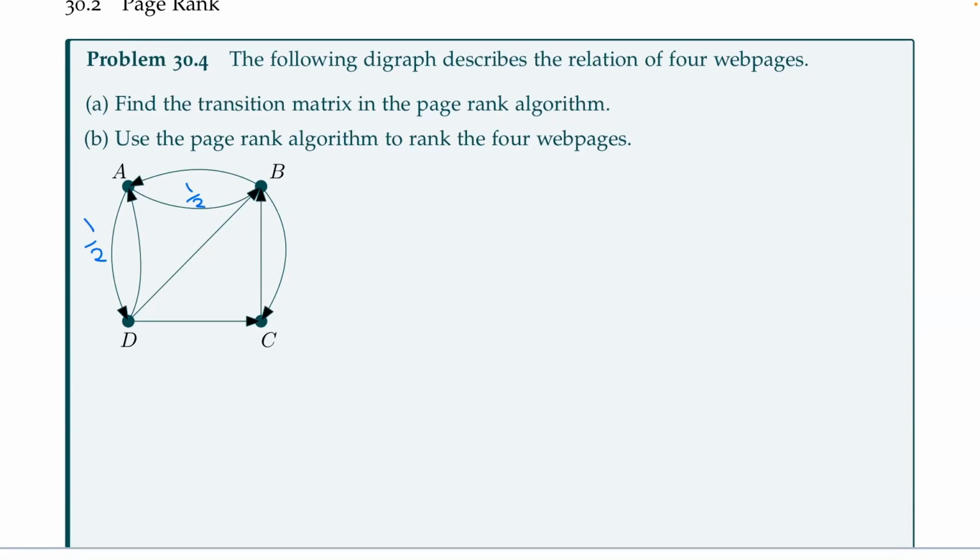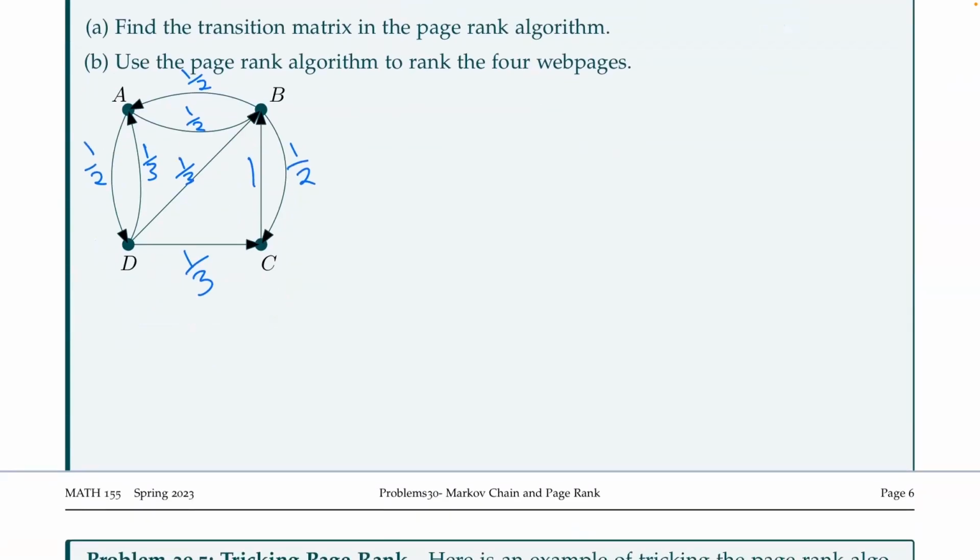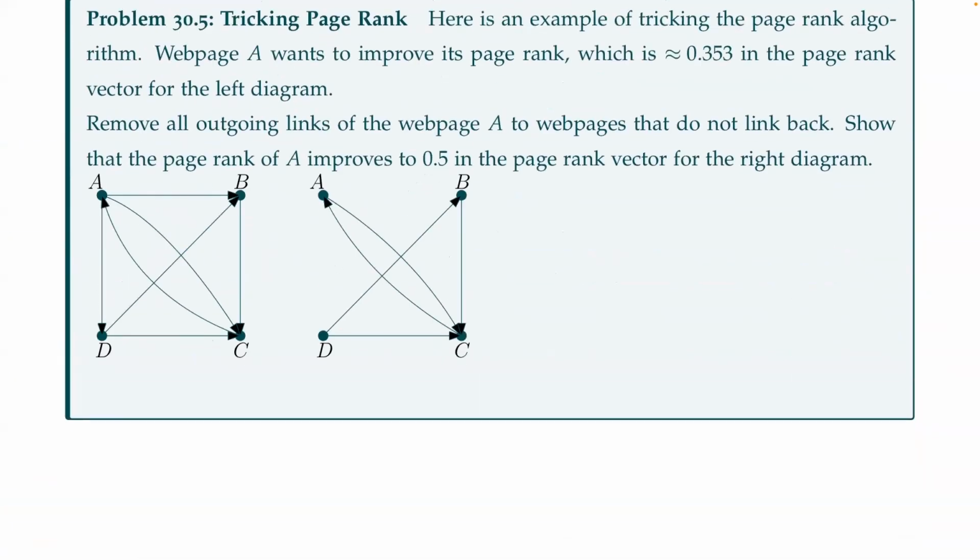B has arrows going out to A and C, so these have weights of half. C only has 1 arrow going out, so all of its importance goes from C to B, so it has weight 1. And then D has 3 arrows going out, so they all have weight 1/3. If you're given an example like this, you would have to construct the weights on this digraph based on this idea of sharing out importance equally. You can have a go at this one in your own time. Obviously, I'll upload the solution.